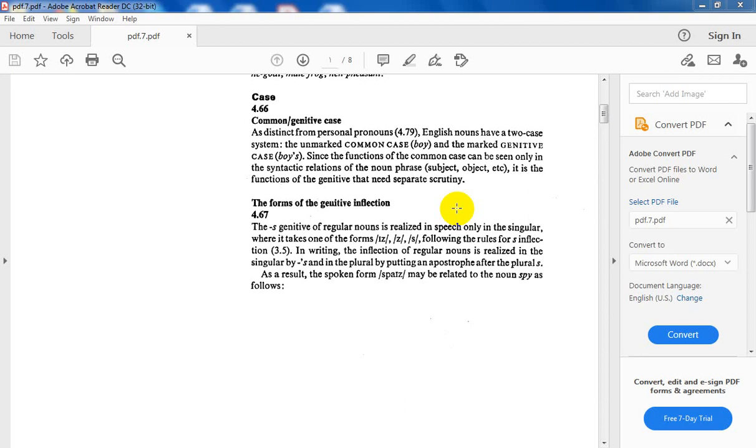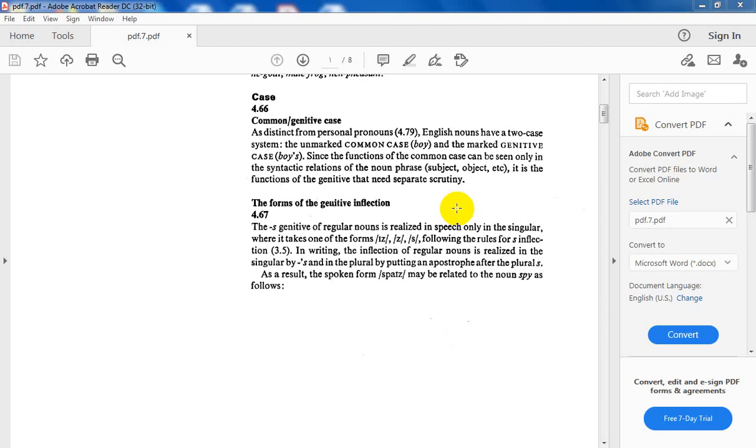After discussing the number of noun and the gender of noun, now let us deal with the third characteristic of nouns, which is case. Generally speaking, nouns have two cases. Case is the form in which the noun can appear. So there are two forms. What are they? A noun has two forms or two cases: common case and genitive case.